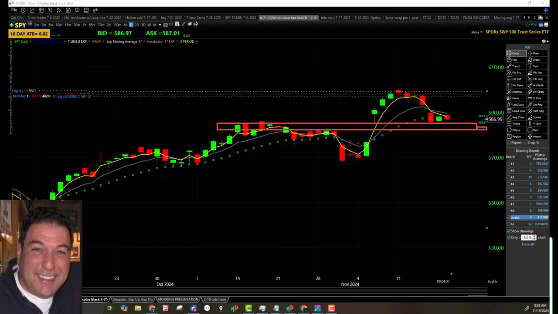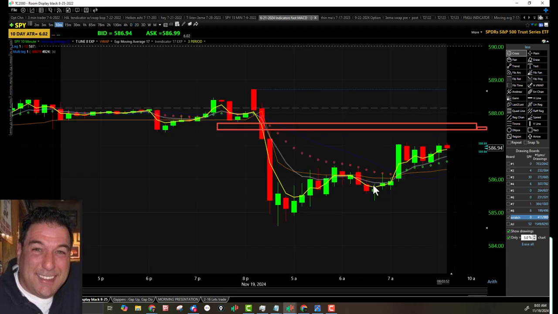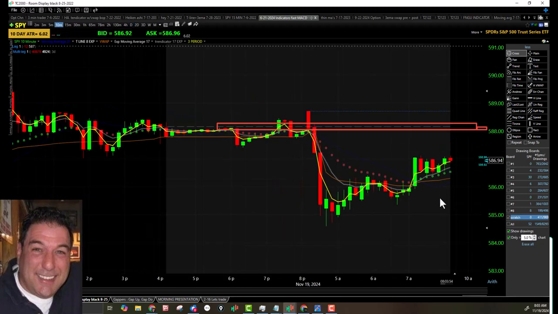Let's take a look at it on the 10. Here we are with the 10-minute chart. All right, in the pre-market we have a 10-minute uptrend, kind of an ascending lows pattern going on here. See the ascending lows, looking for what typically happens after these ascending lows, a rip to the upside. We'll see how far they want to go.